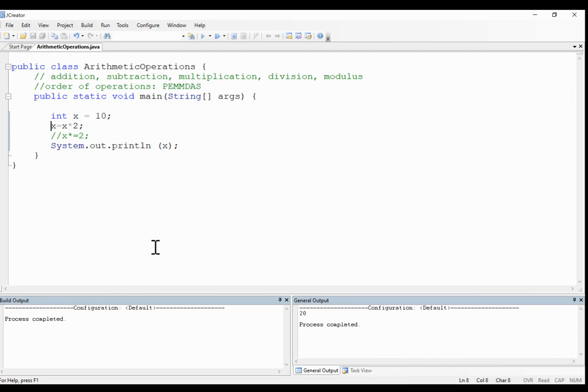And the same thing goes for division. If you want to divide, use the expression using the division. Of course you're going to get the value of 5, because after dividing by 2, the new value of x is 5. And you can also do the same thing for the remainder or modulus.